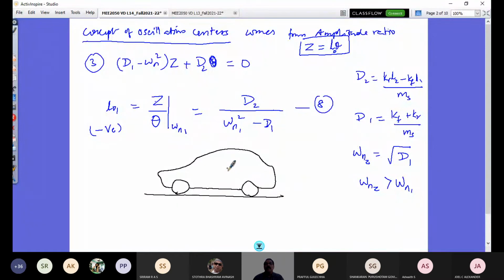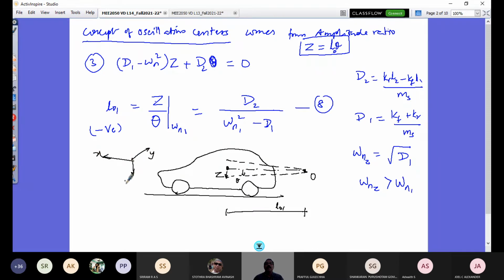This is your vehicle, and here is where you have your CG location. And from here, in the negative direction, you would have a point called O, the oscillation center, and this distance from here is L01. And now this vehicle would be oscillating in the vertical direction as well as about this point. So when it is oscillating, this will have Z as well as theta. Look at now the measurement of theta. In which direction? Counterclockwise, which is negative as far as our convention is concerned.